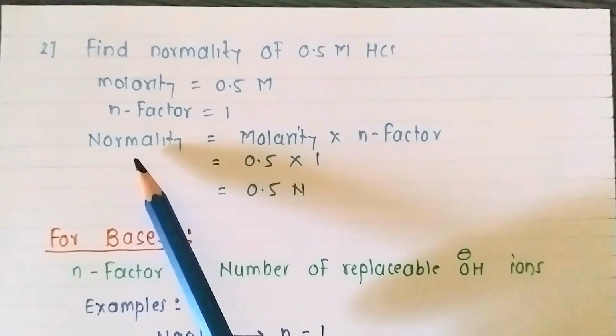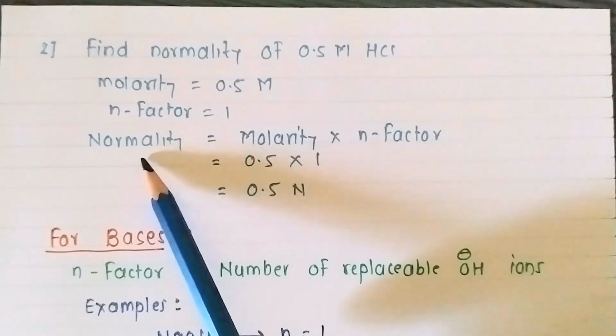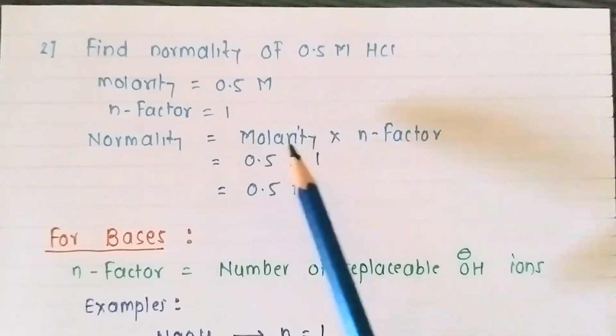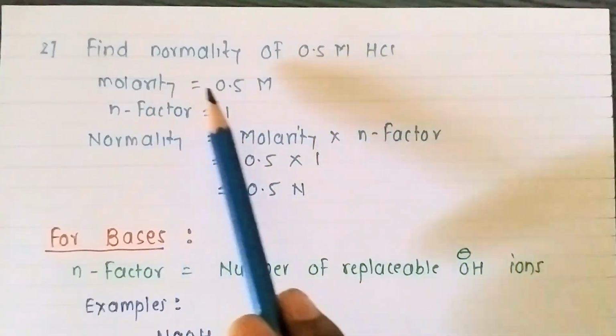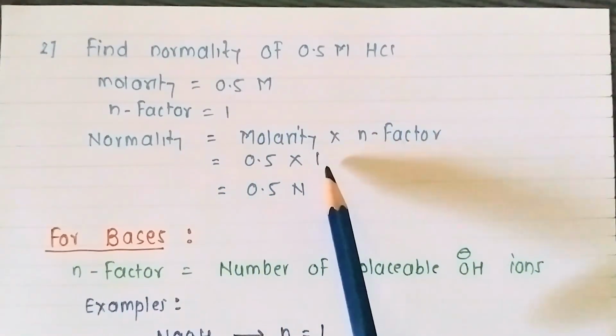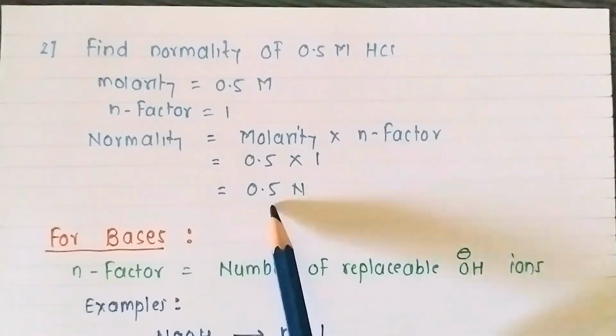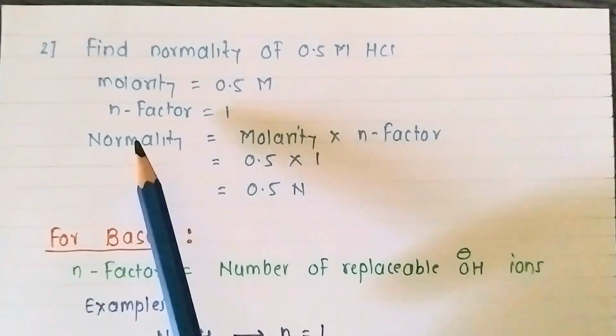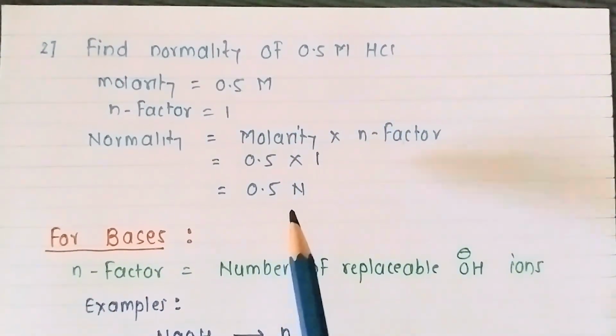Now we calculate the normality of that solution. Normality is equal to molarity into n factor. Molarity is 0.5, and n factor is 1. So 0.5 into 1 means 0.5 normal. So this solution is 0.5 normal.